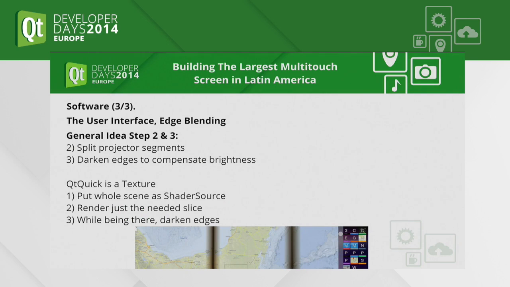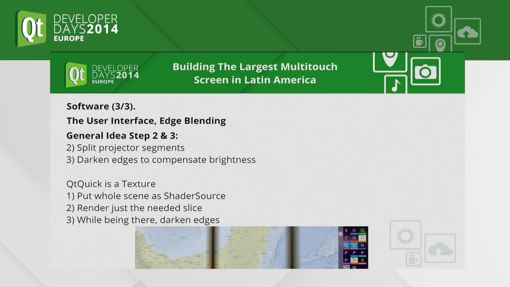How can we do this using Qt? Basically, how can we do this using the easiest part of Qt, that is Qt Quick? Well, the general idea was talking about edge darkening and splitting a texture. And we already have a texture in Qt Quick.